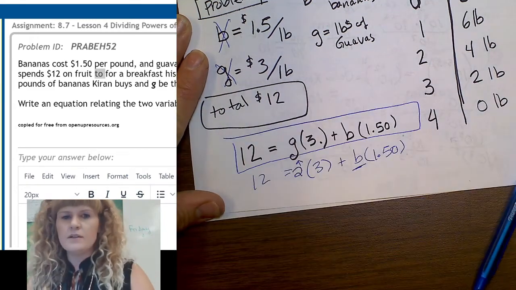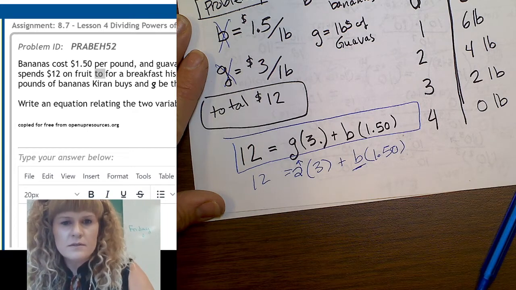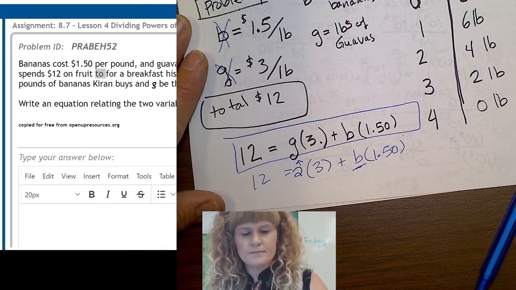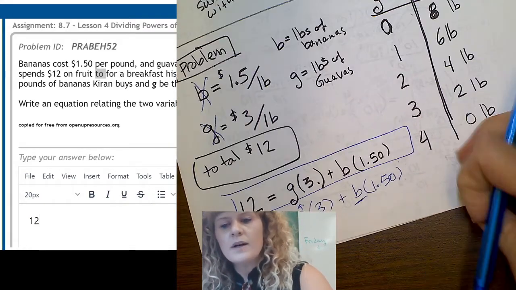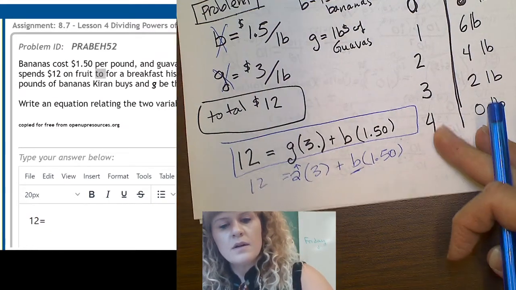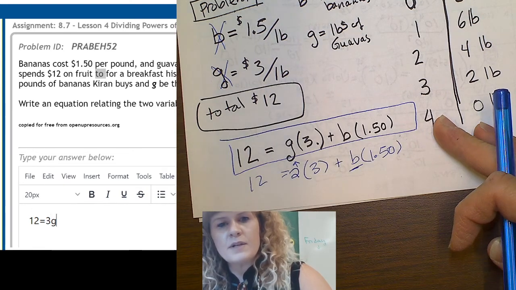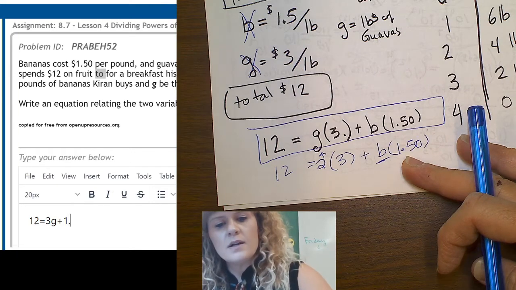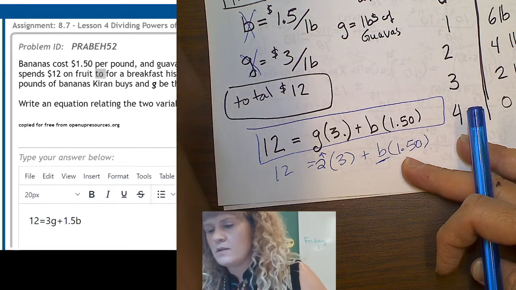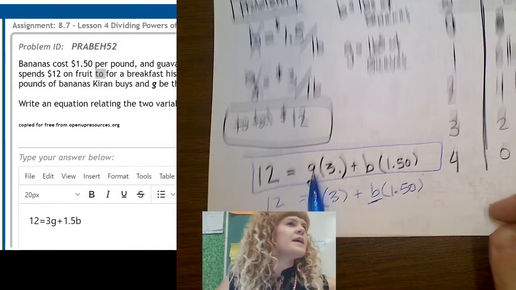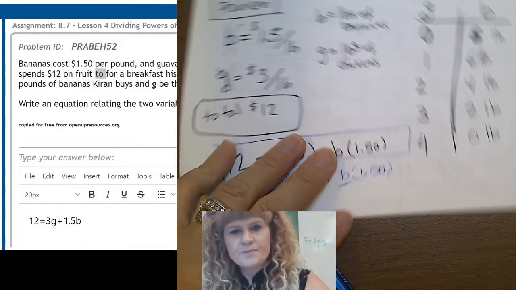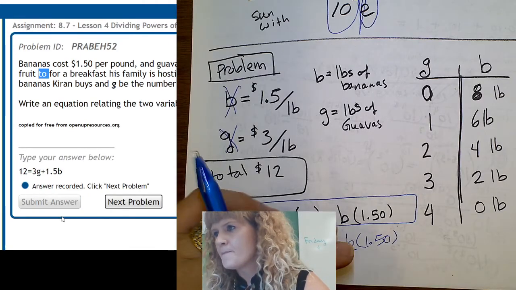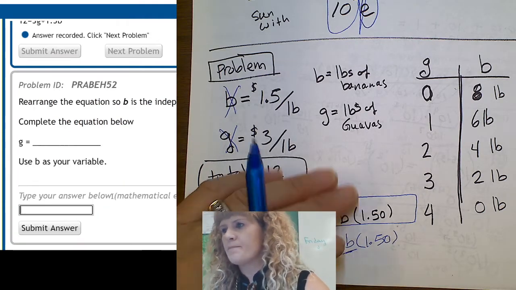Here is the equation. Please type it in right now to get full credit for this problem. 12 equals, I'm going to type it as 3G plus $1.50 B. And submit your answer. See you later. Go to the next problem.